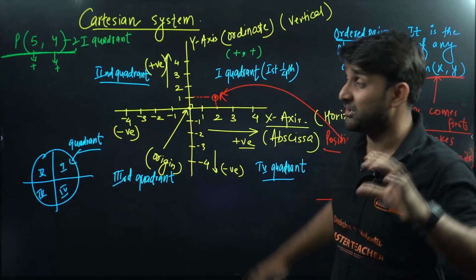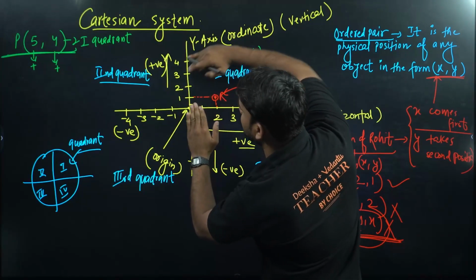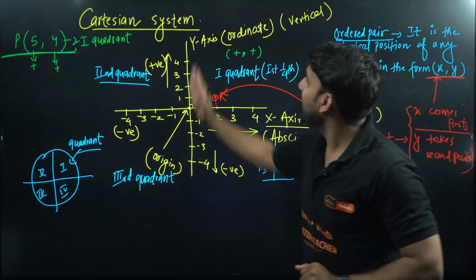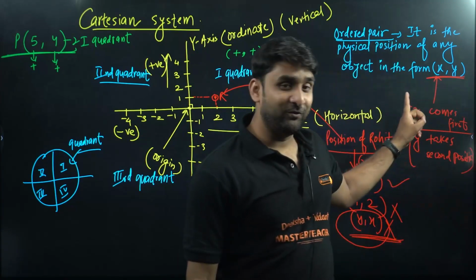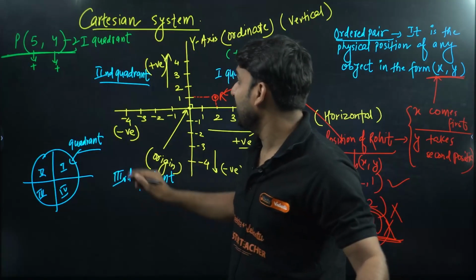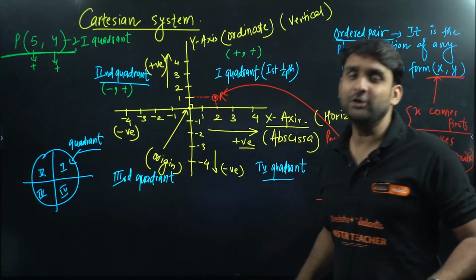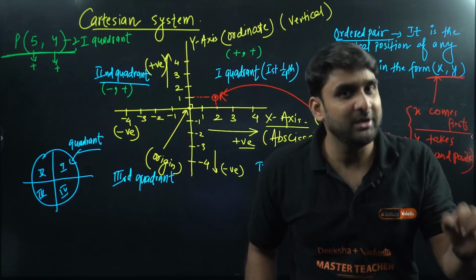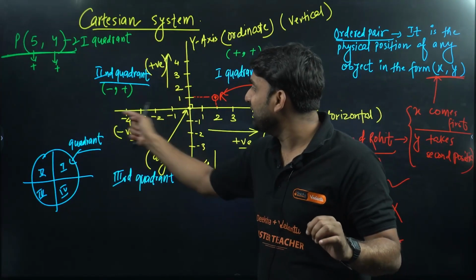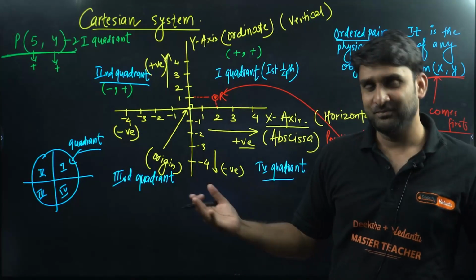Now look at the diagram. The remaining diagram will look like this. We have ignored these two, so only this and this are remaining. So the second quadrant is made up of the negative x-axis and the positive y-axis. In an ordered pair, we always write x first, to represent the x-axis. So here x is in negative form. So the second quadrant is negative comma positive. The x coordinate will always remain negative and the y will always remain positive, because the second quadrant is made up of x and y, where x is negative and y has a positive value.